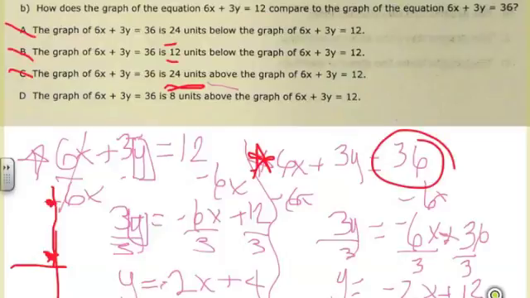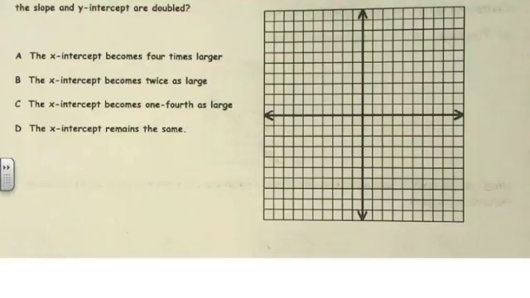Alright, if the graph of a line has a positive slope and a negative y-intercept, what happens to the x-intercept if the slope and the y-intercept are doubled? The only thing that concerns me this time is the x-intercept.